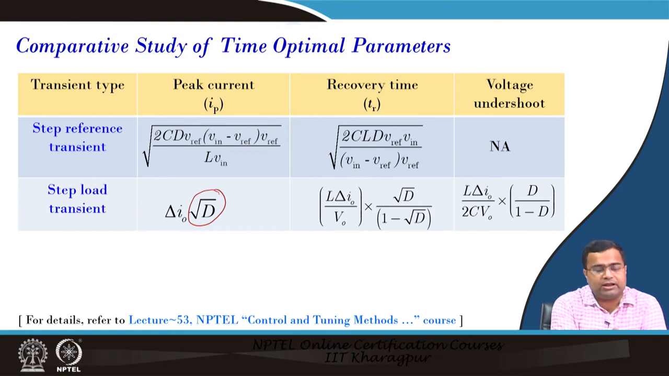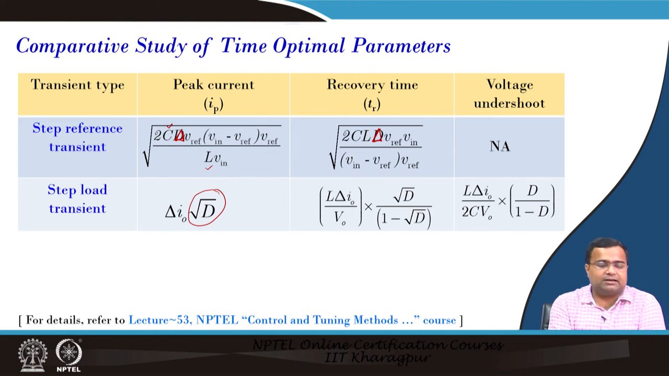But if you take a reference transient, the peak current depends on the capacitor, and this should be delta VREF, not D VREF, delta VREF. This is delta VREF, that is the difference in the voltage, that means what voltage you want to change. So, the peak current increases with the larger capacitor and smaller inductor. That means it is just the opposite.